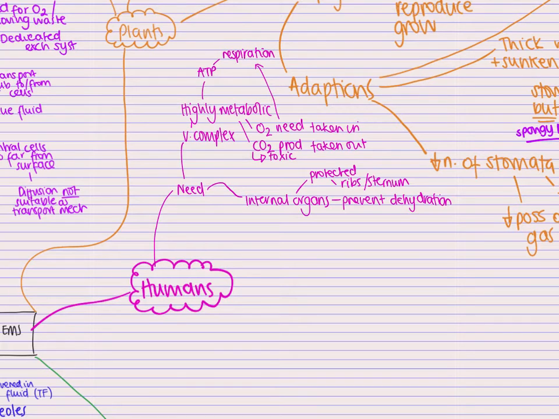Finally, having those organs internally means that they can be supported. So we've got things like tissues called mesentery, which sort of support the lungs. So they're not just sitting there, they're held and supported by other tissues and prevent collapse.